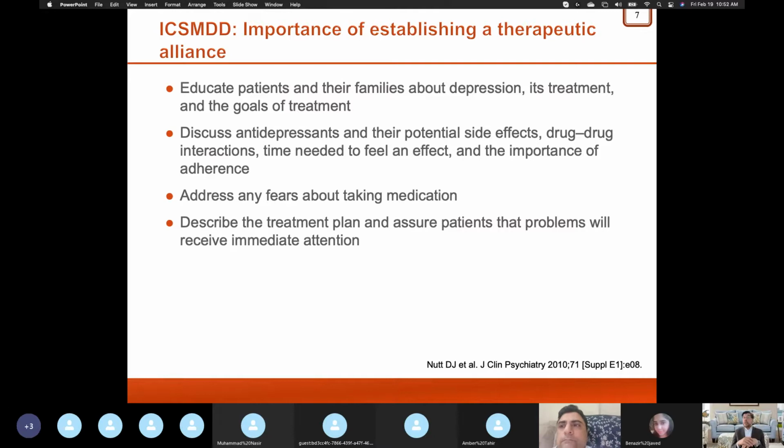Describe the treatment plan and assure patients that their problems will receive immediate attention. There are some medications which are given for a short period of time to make sure that the patient is comfortable, and there are medications which are given for a longer period of time to achieve the remission that I was talking about in the first two slides, and make sure that there is no relapse or recurrence.